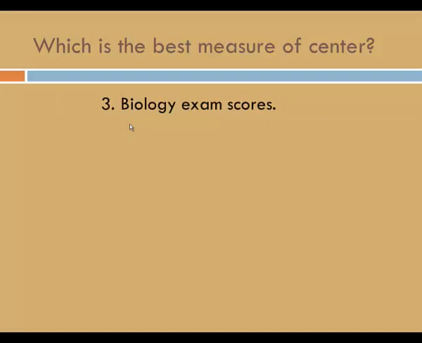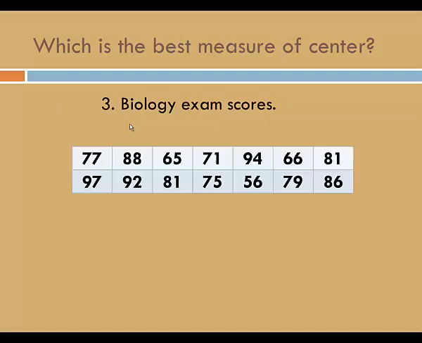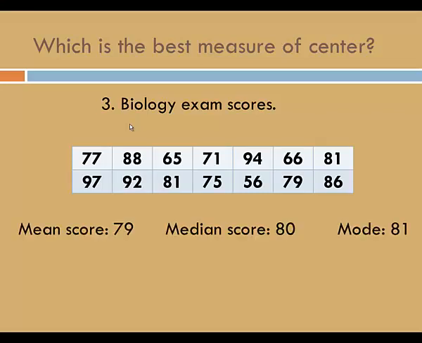Finally, let's consider scores on a biology exam. Here are 14 scores on a biology exam. The mean is 79, the median is 80, and the mode is 81. This distribution is unimodal and roughly symmetric. There are no extreme values, and so the mean is a good choice as a measure of center.